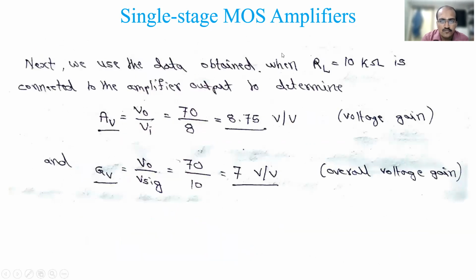So next we use the data obtained when RL equal to 10 kilo ohm is connected to the amplifier output. Now we will refer to the bottom table. There were values of different parameters, right? So that I will use.